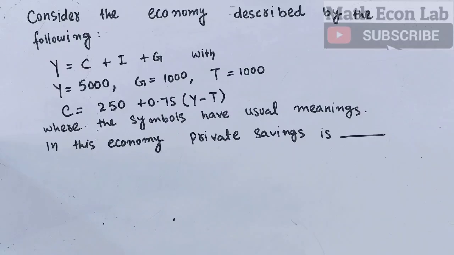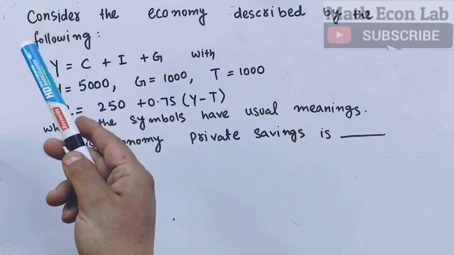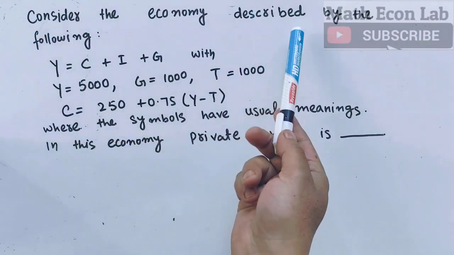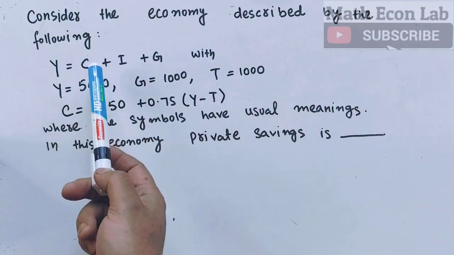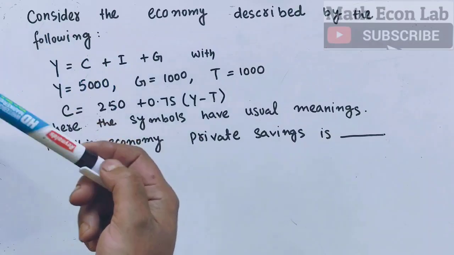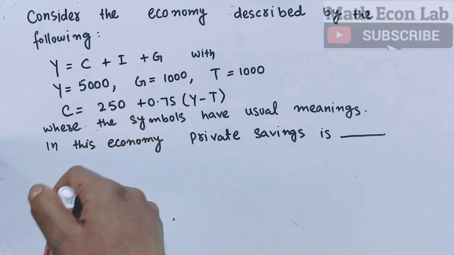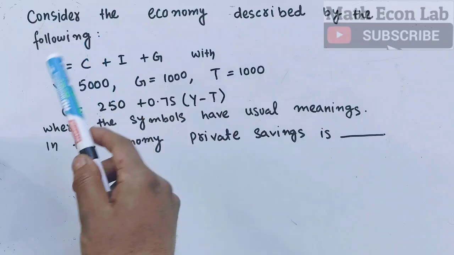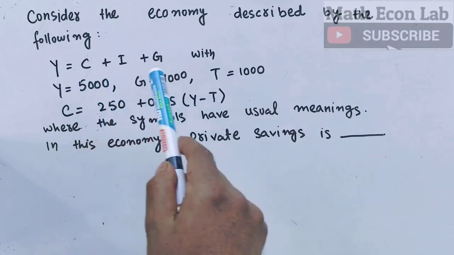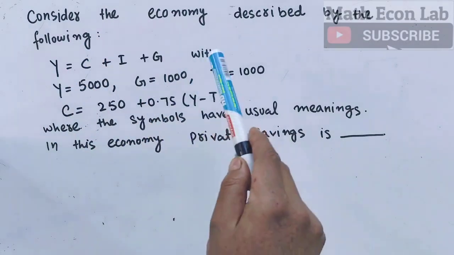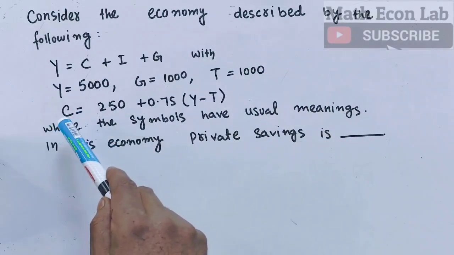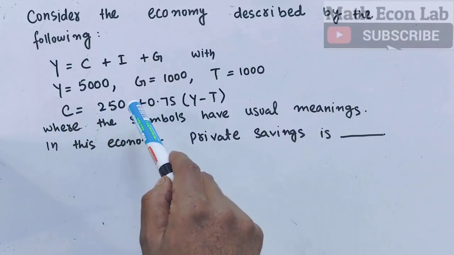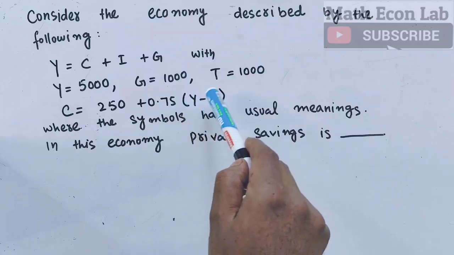The question is how to find out the private savings in an economy. Consider the economy described by the following: Y = C + I + G, where Y is the income, C is the consumption expenditure, I is the investment expenditure, and G is the government spending. With the value of total income equal to 5,000, government expenditure is 1,000, and T denotes the tax revenue, which is 1,000. Our consumption function is C = 250 + 0.75(Y - T).